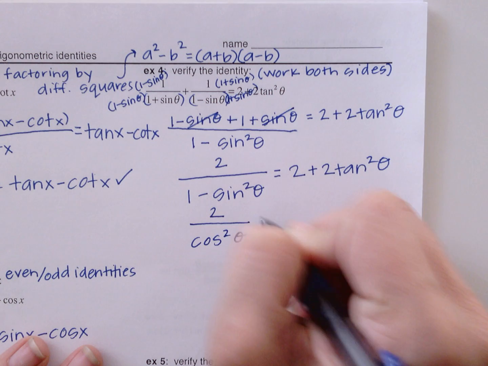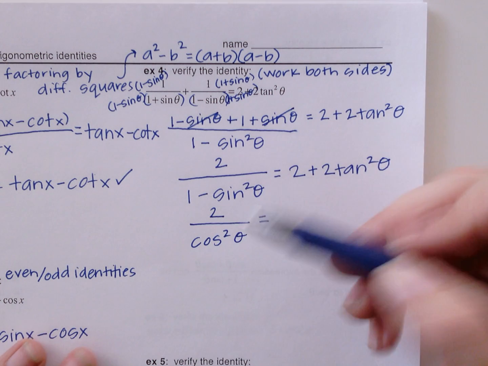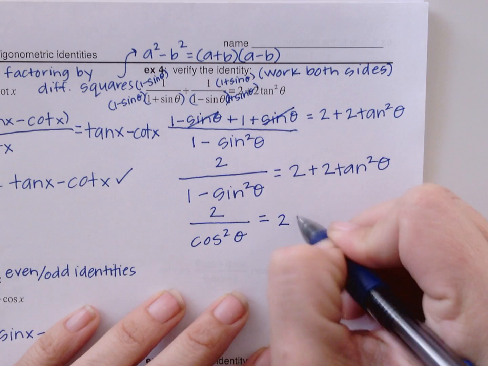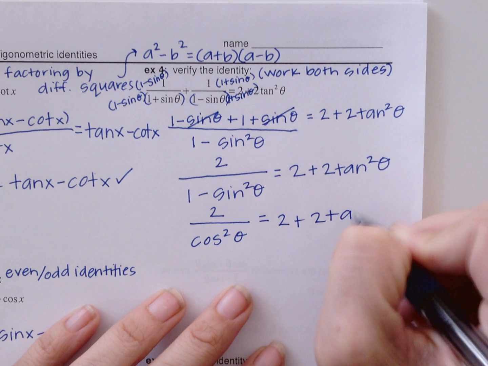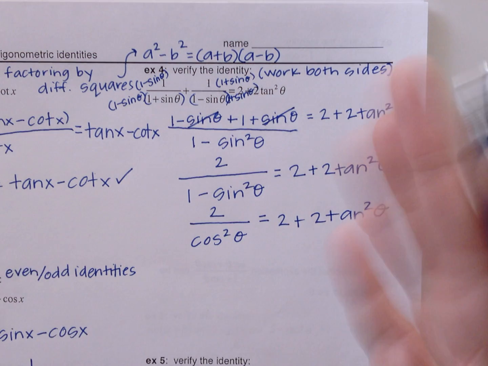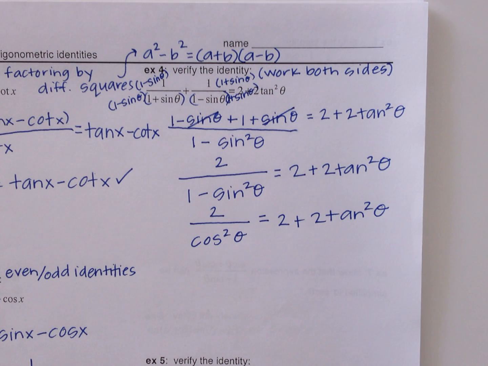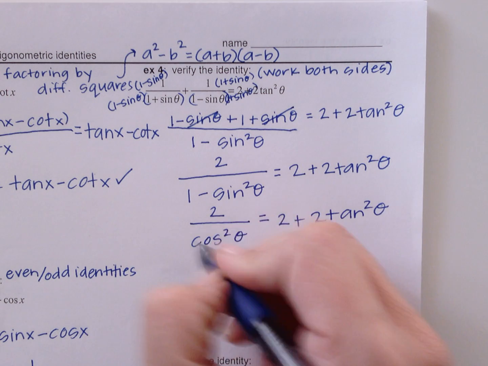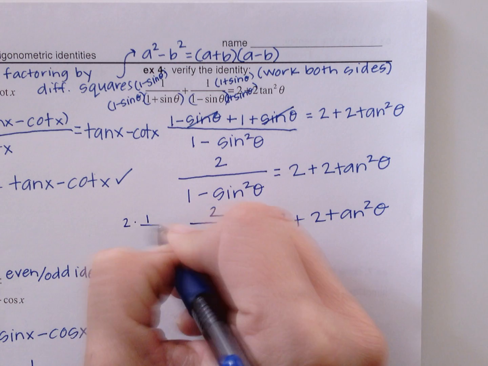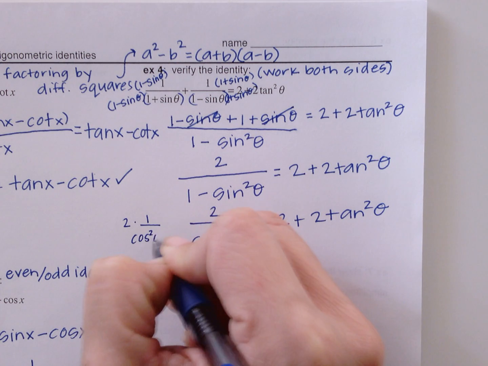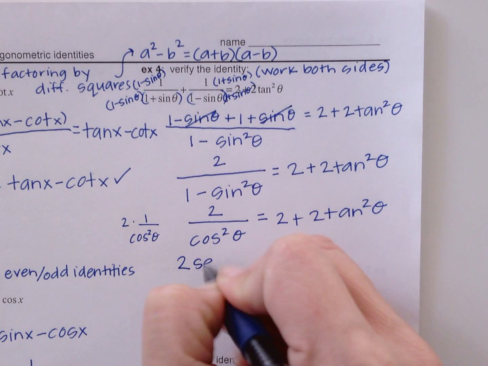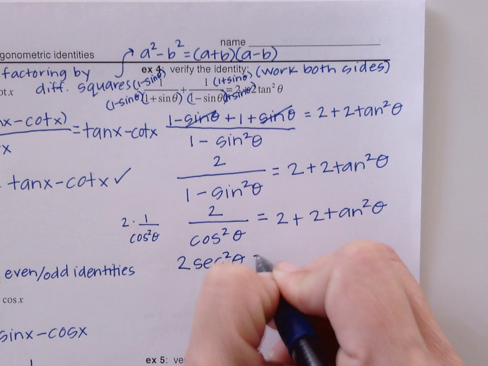Now that's pretty simplified. Some people might want to keep going, so let's try it, because why not? So this is still 2 tangent squared theta plus 2, and in the spirit of trying to work one side, I'm going to keep going. The only other way to change this is to write this as 2 times 1 over cosine squared theta, which is secant squared. So the very simplest way for me to write this is like this.